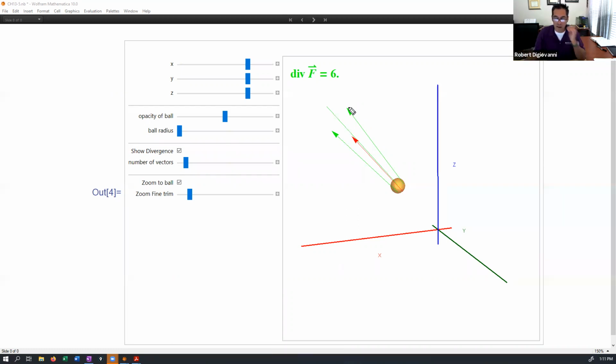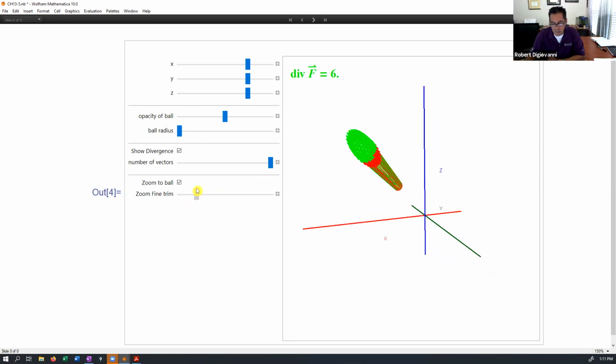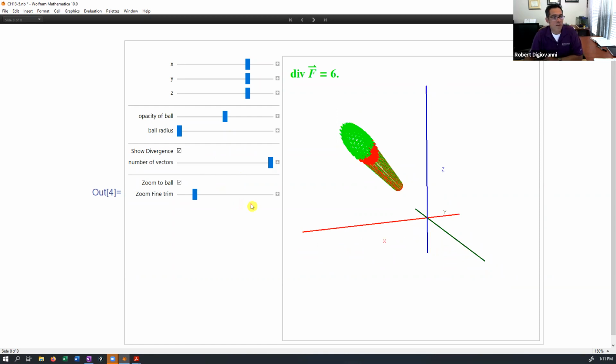So if I ask the computer to give me more vectors, that was just a few, but if I ask it to do more, and more and more and more, then let me zoom out a little bit. When you look at that, does it look like we've got more green or more red? Looks like more green, right? We have more moving away than moving in.